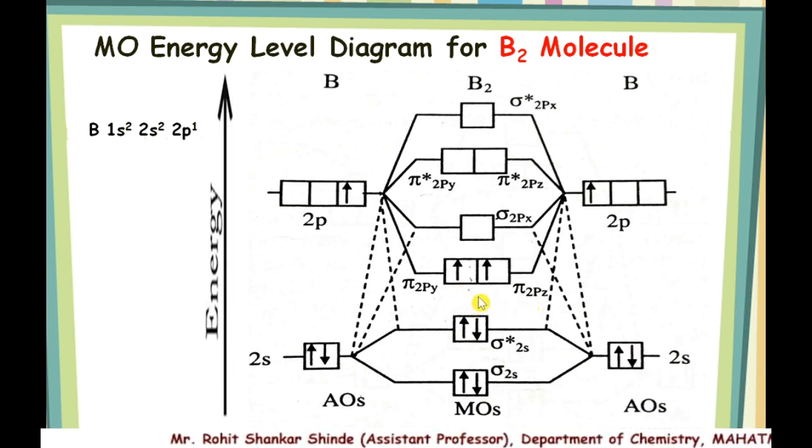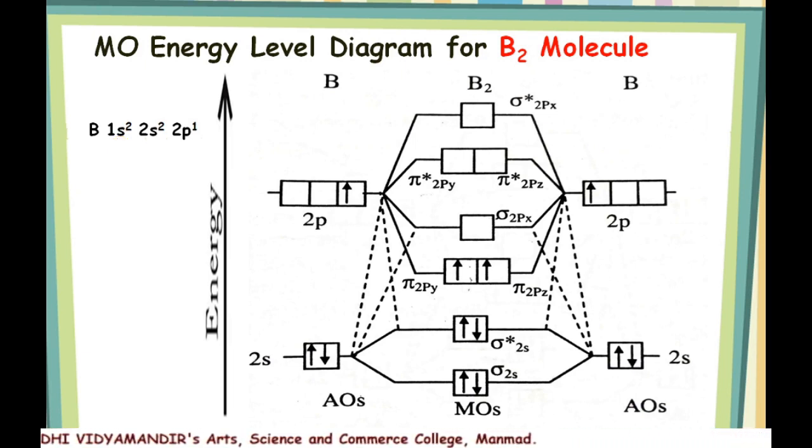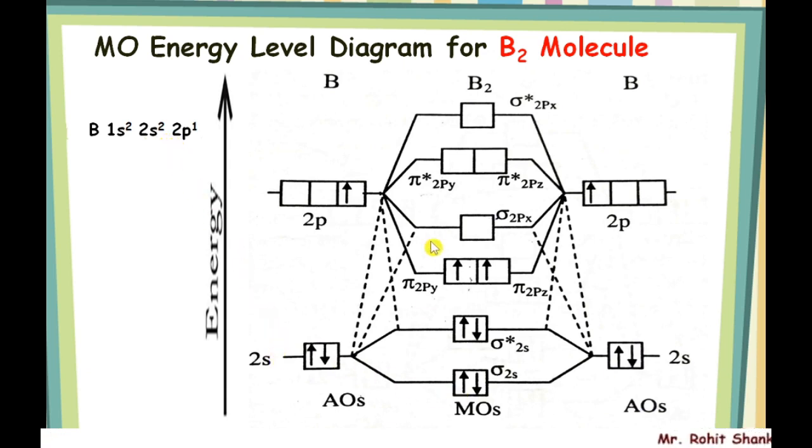While writing the molecular orbital electronic configuration of the B2 molecule, for the 1s2 electrons of each boron atom, a letter K is written. Then the remaining 6 electrons, that is 3 electrons from each boron atom, are filled into the molecular orbitals by following the Aufbau principle and Hund's rule of maximum spin multiplicity.